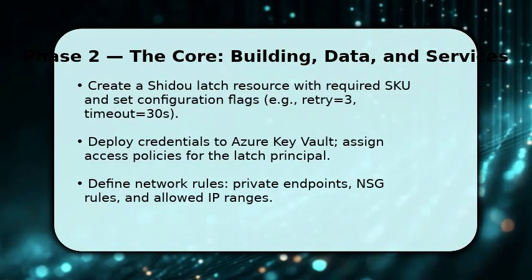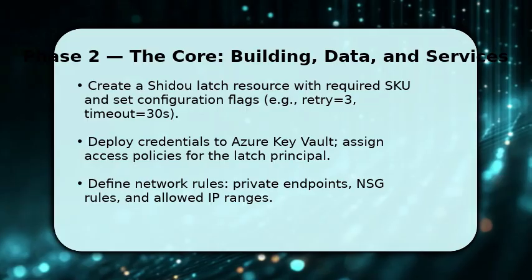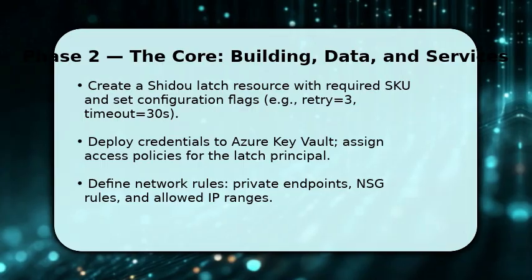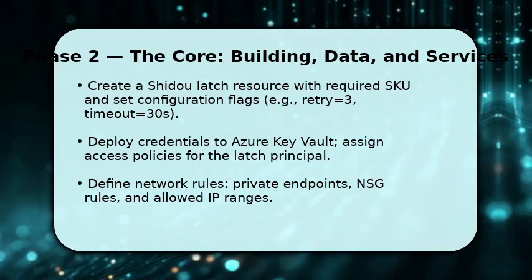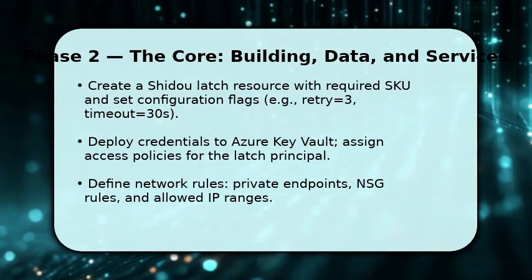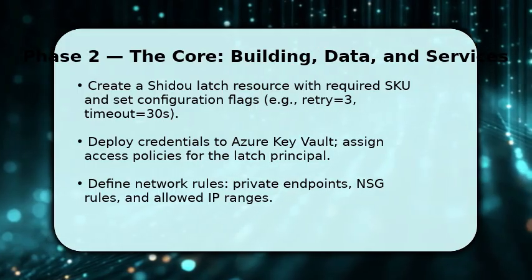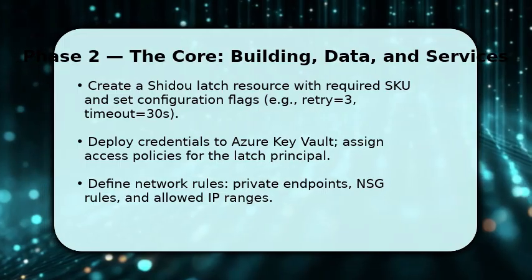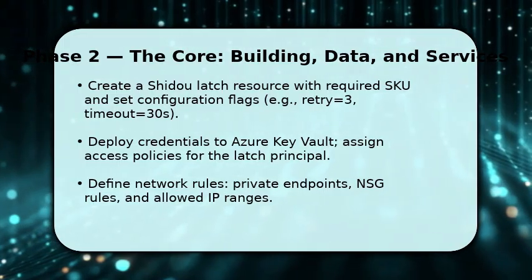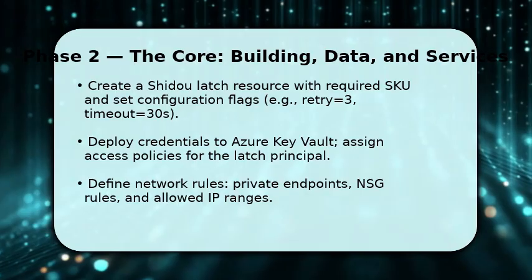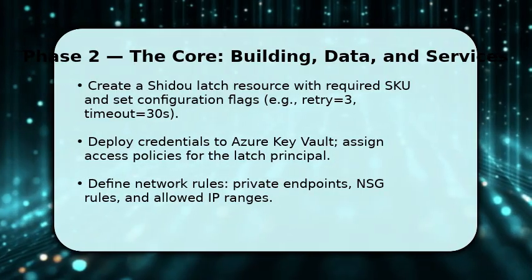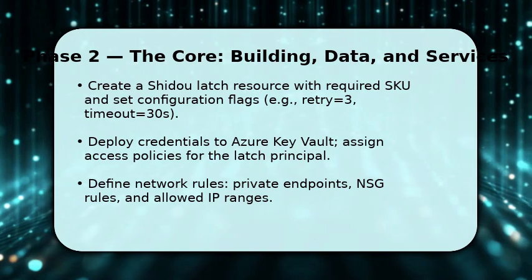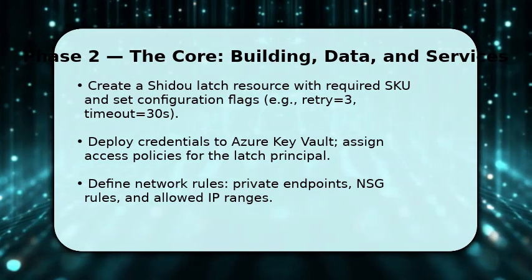You now configure the latch itself, which is the core of the process. Start by creating the Shidou Latch resource with the correct SKU and set configuration flags. Retry count and timeout values matter for stability. Next, store credentials and secrets in Azure Key Vault, then grant the latch principal access policies. This separates secrets from code. After that, lock down connectivity. Configure private endpoints or VNet integration, add NSG rules, and restrict allowed IP ranges to reduce attack surface.